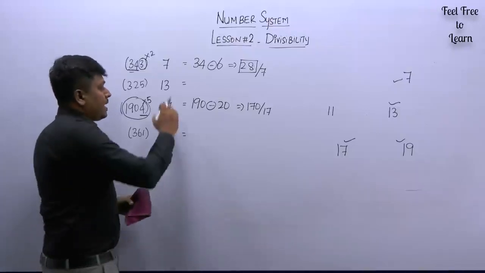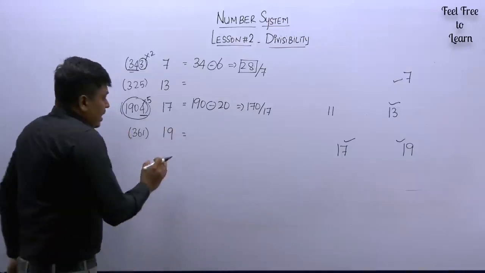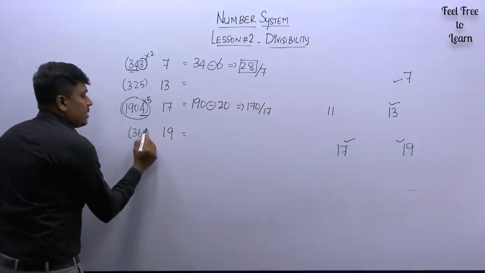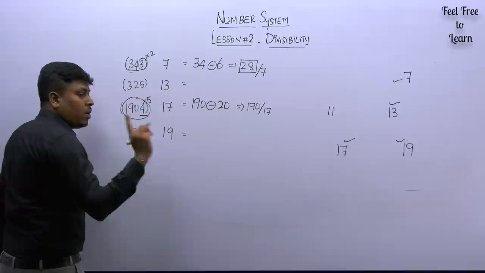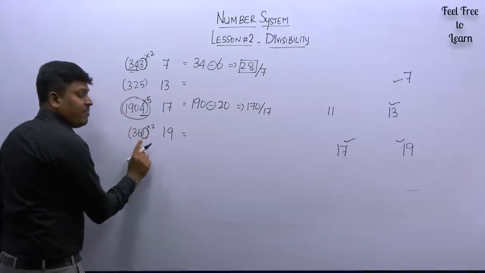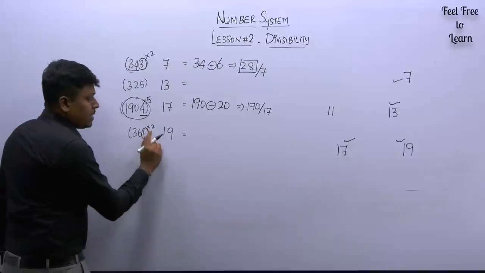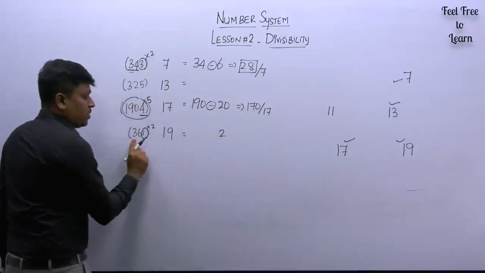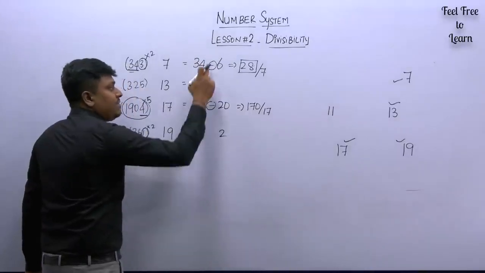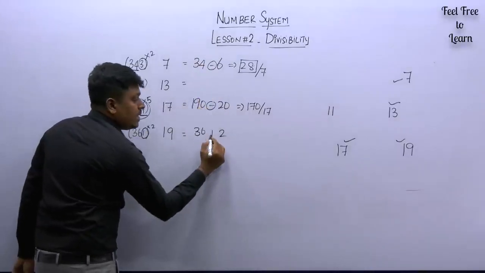Now let me target 13 and 19. If you go with 19, again it is a similar process. Just look at the last digit. The last digit is 1. You need to multiply by 2, the same way. 1 into 2 will be 2. What about the remaining digits? It is 36. In those two cases we subtracted, but in this case you need to add.